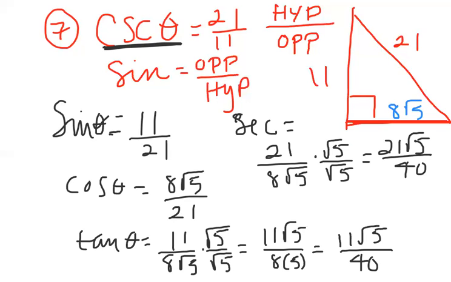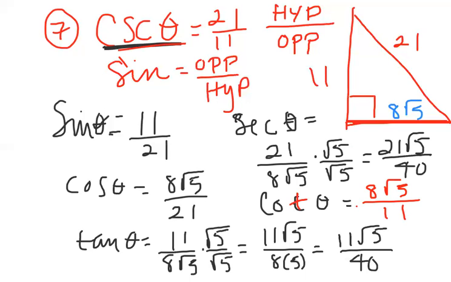And then last but not least, guys, cotangent, remember, is the inverse of tangent. Since cotangent is the inverse of tangent, this one's going to be the inverse of tangent, guys. So this one's going to be 8 radical 5 over 11. So guys, there's your 6 trig ratios for this one. They gave us one, we really just had to find 5 of them. And this is number 7 in assignment number 4.